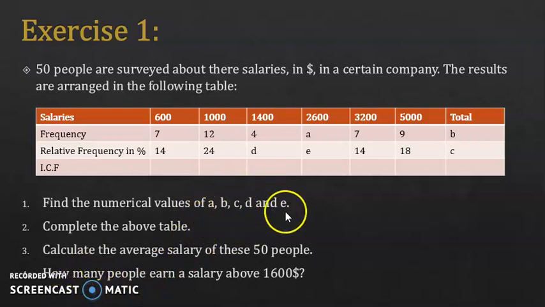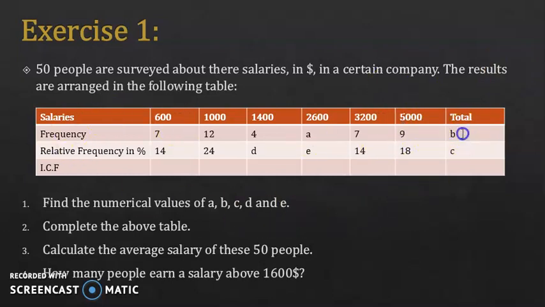Before we start finding these values, this is an important remark. The order of finding these values matters. For example, if you want to find E first, in order to find the relative frequency of 2600, according to the rule, it's the frequency over the total frequency times 100. Suppose that you have the total frequency, but you don't have the frequency, so you can't get E. So what I mean by this is that you need to know which one to find first. So let's start with the easy ones.